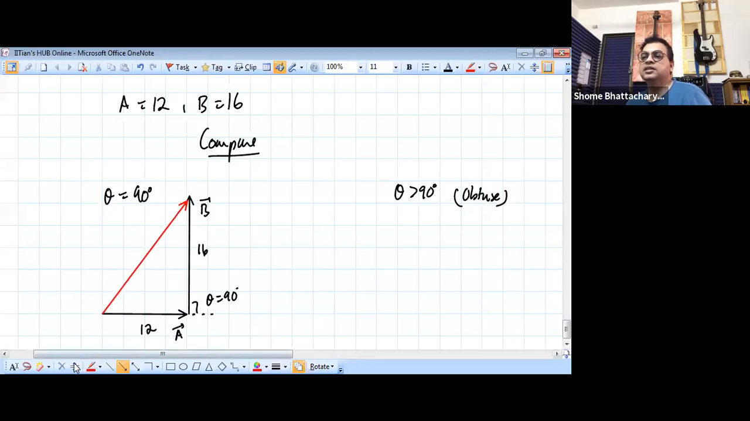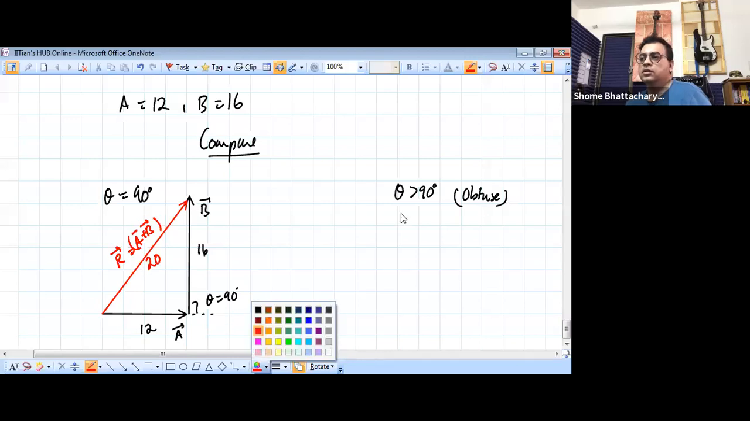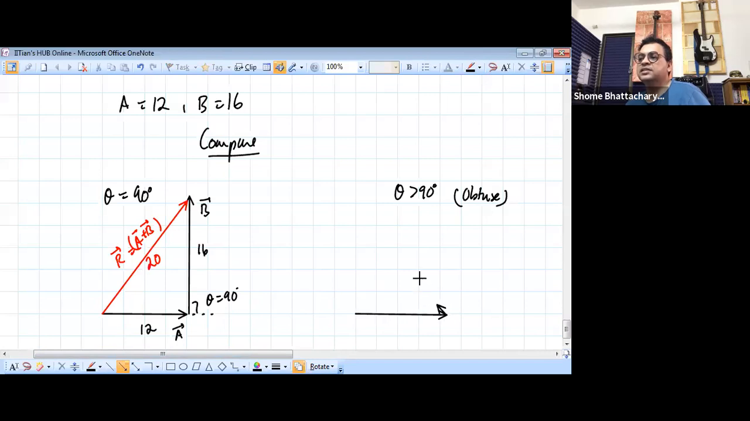So इस case में resultant कितना होता? It would have been exactly of magnitude 20. Correct. Now compare this with this case, because it's actually not 90. This is just to help you understand. So compare it with this case where it is now greater than 90. So greater than 90 में क्या हो रहा है? ये B ऐसा चला जा रहा है. Going somewhere here.